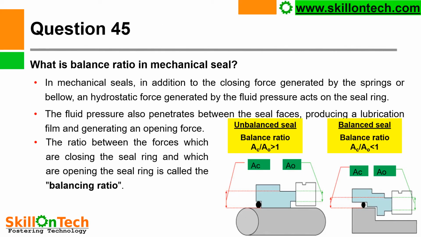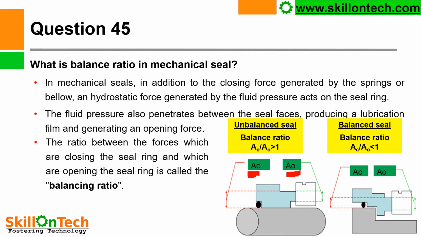What is balance ratio in a mechanical seal? There are two types of mechanical seals used, balanced seals and unbalanced seals. So this balance ratio is very important to understand. In mechanical seals, in addition to the closing force generated by the spring or bellows, hydrostatic force generated by the fluid pressure acts on the seal ring. So you can see here this AC and AO. AC is the closing area of the seal face and AO is the opening area of the seal face.